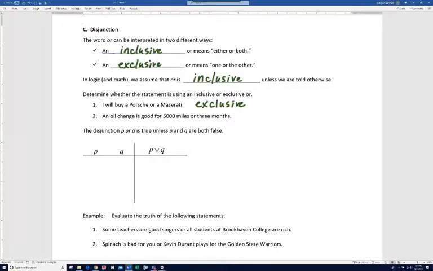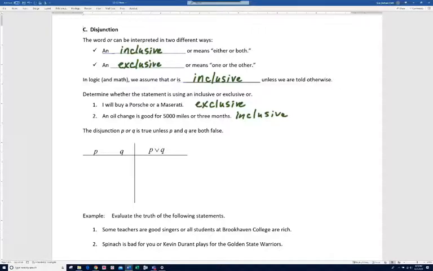Number 2, an oil change is good for 5,000 miles or 3 months. Now notice you would want to get your oil changed either when you hit 5,000 miles or 3 months, or it is possible they could both occur at the same time. So this would actually be a case of an inclusive or.